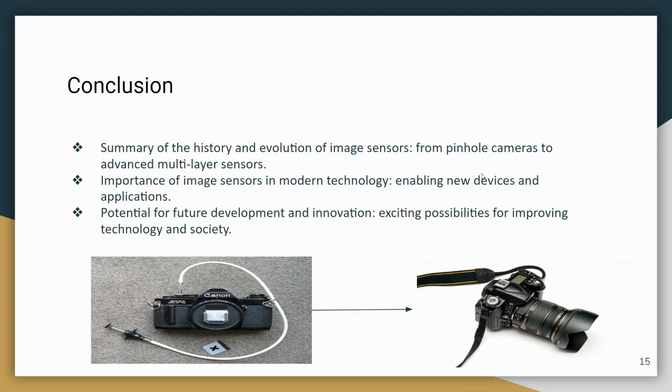Today, image sensors are used in a wide range of devices, including smartphones, digital cameras, and security cameras. And technology continues to evolve rapidly, driven by the need for higher quality and more advanced images. There is more potential for exciting possibilities and improving technology and society as well. Image sensors are very useful sensors which got a Nobel Prize.